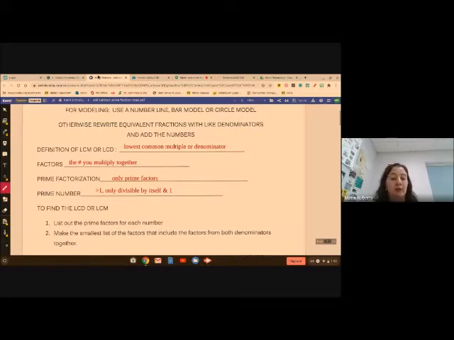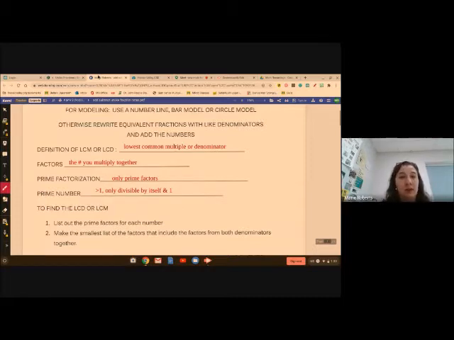And a prime number is something that's only divisible by itself and 1. So, for example, number 2 is a prime number. Number 3 is a prime number. Number 4 is not a prime number because it is also divisible by 2 and 2. And if it's not prime, it's called composite. 5 is prime, 6 is not prime, 7 is prime, 8 is not prime, 9's not, 10's not. They have other factors besides itself and 1.